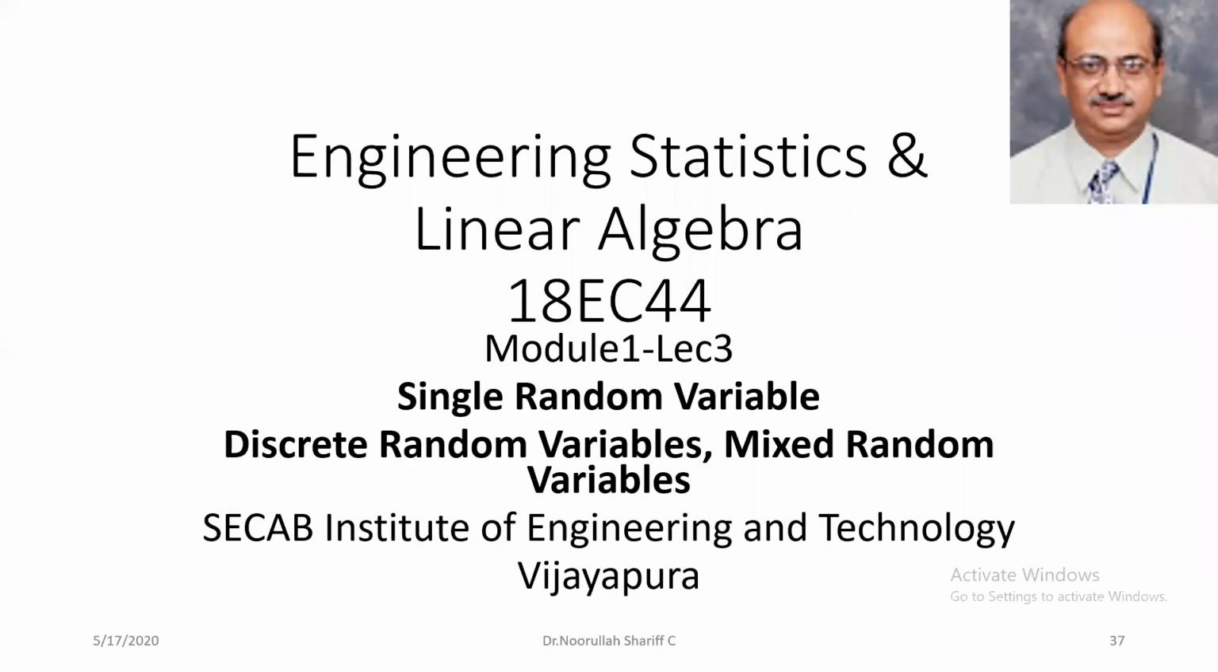So this is Engineering Statistics and Linear Algebra 18 EC44 Module 1 Lecture 3. We are in the single random variables module, where we will take up discrete random variables and mixed random variables now. Till now we considered the continuous random variables.